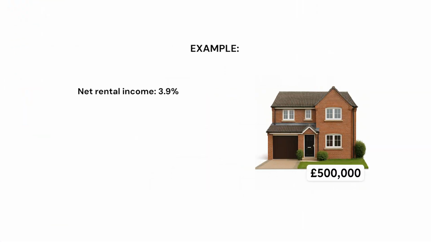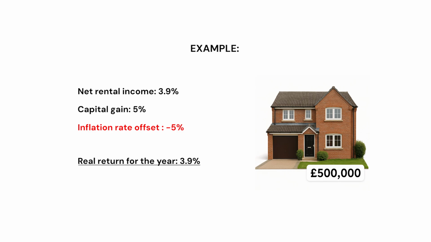So if inflation is also 5%, say, then your capital gain in this example has actually only kept pace with inflation. A simple calculation of the real return you might make on a property should therefore be net rental yield plus capital gain minus inflation. And so in this example, this gives us 3.9% plus 5% minus 5%, which comes out at 3.9%.